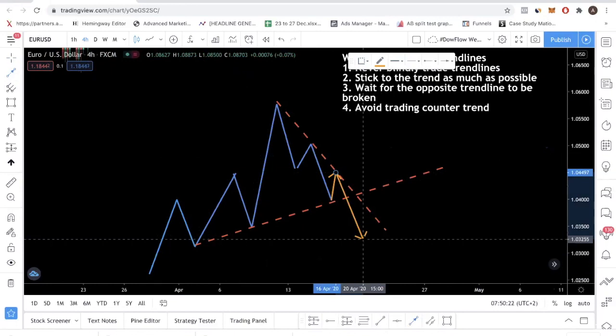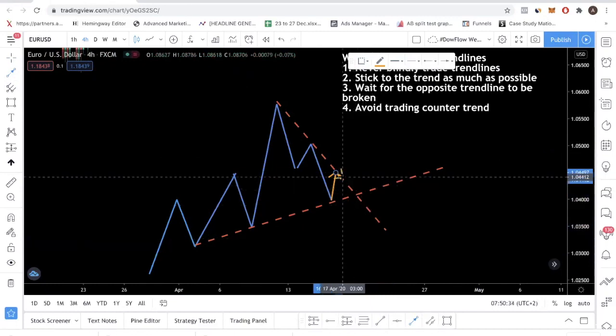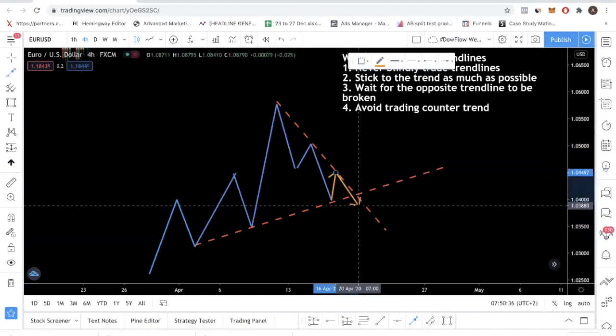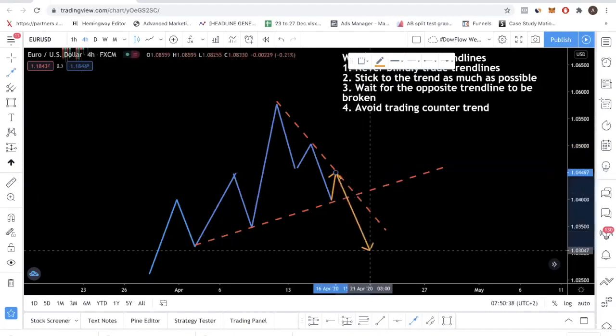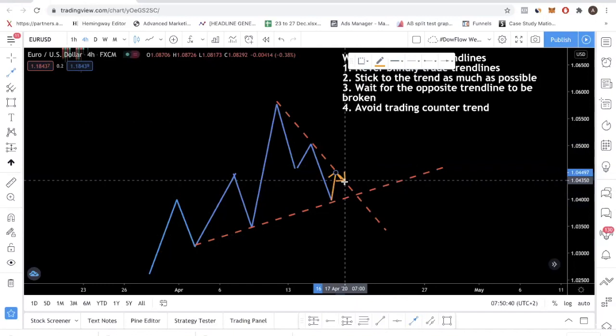So what you want to do is wait. You want to be patient. Sometimes, a lot of you guys want to trade, right? You want action, and that's why you are not willing to wait. But the correct thing to do is to wait, because price may break up or price may break down. You don't really know. So always wait for the opposing trend line to be broken.